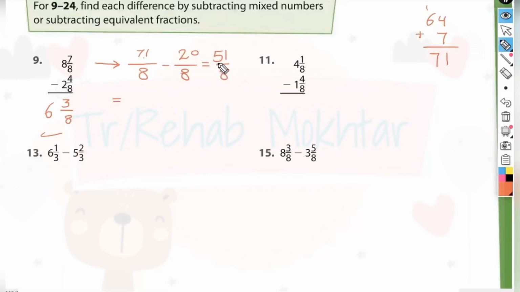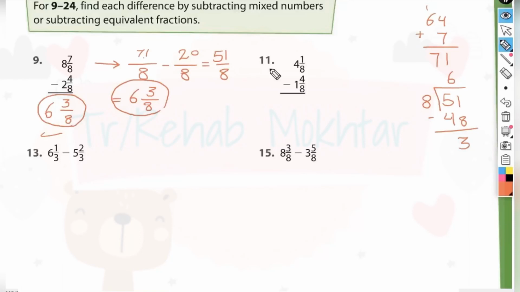How many 8 in 51? You can use long division. 51 divided by 8 equals what? How many 8 in 51? 6. 6 times 8 equals 48. Now I will subtract. 51 minus 48 equals 3. So it will be 6 and 3 out of 8. 3 out of 8. The same difference.